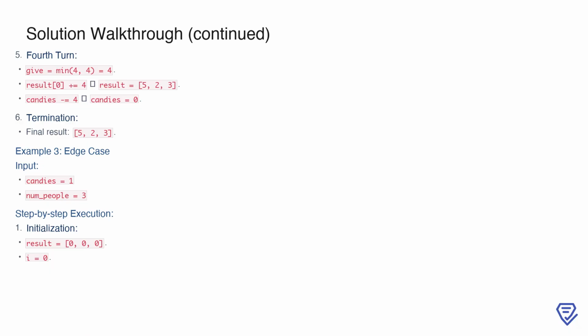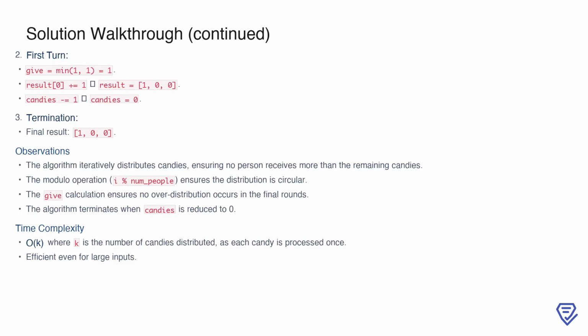Finally, let's examine an edge case with only 1 candy and 3 people. We initialize the result array as 0, 0, 0, and in the first turn, calculate give equals min(1, 1) equals 1. This single candy is given to the first person, updating result[0] to 1 and reducing the candies to 0. Since there are no candies left after the first turn, the process terminates, and the final result is 1, 0, 0. From these examples, we can observe that the algorithm ensures a fair and sequential distribution of candies.